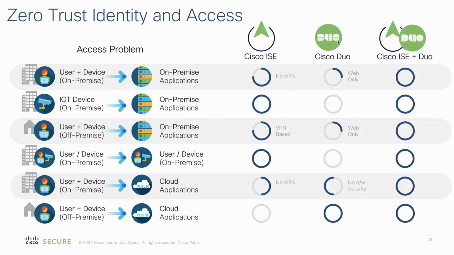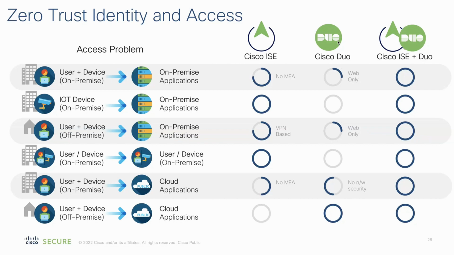When the user or a device is connecting over the wired or a wireless network environment, ISE can protect that network level of access. But when the same user or a device tries to access an application, because ISE itself cannot provide multi-factor authentication, Duo can be brought in to protect that application access. So with the help of Cisco ISE and Duo, you are securing your network access and protecting your application. That's how it completes your zero trust principle for your workforce and workplace environment.